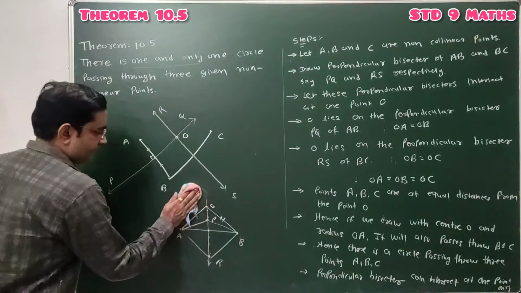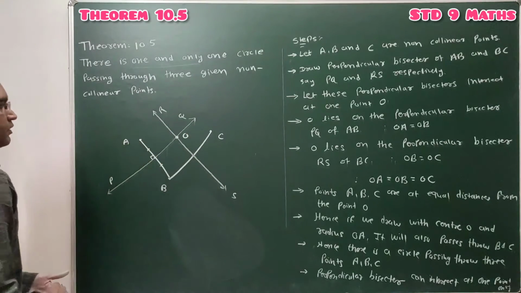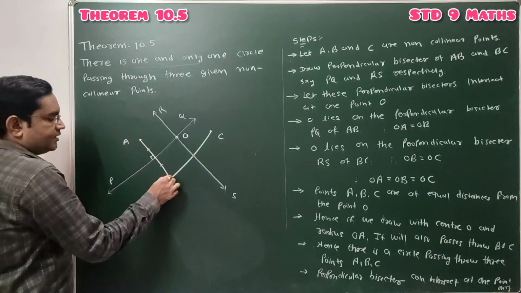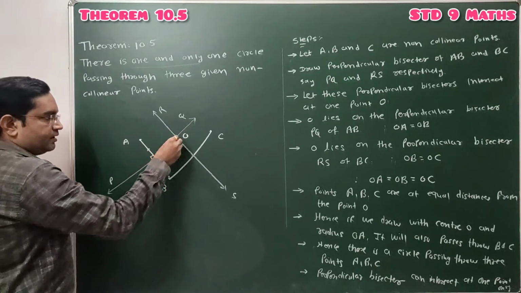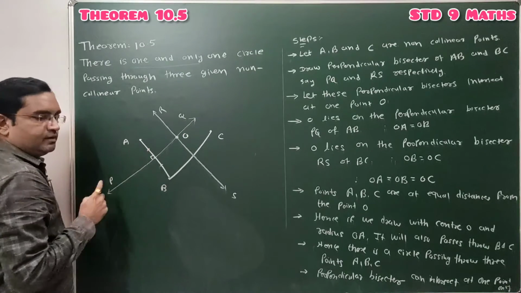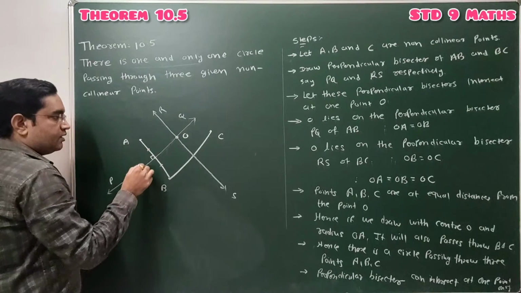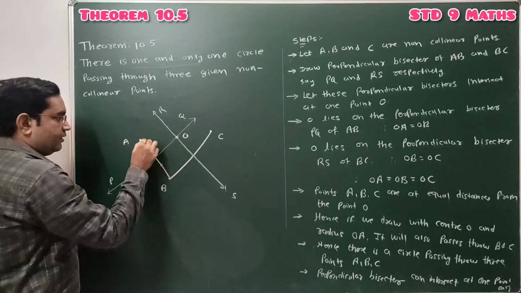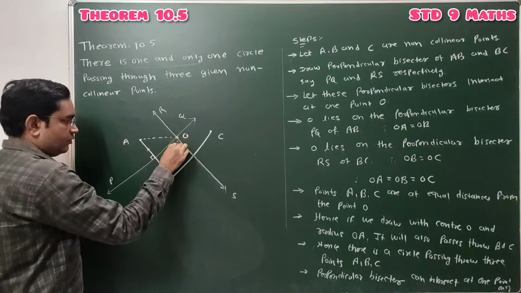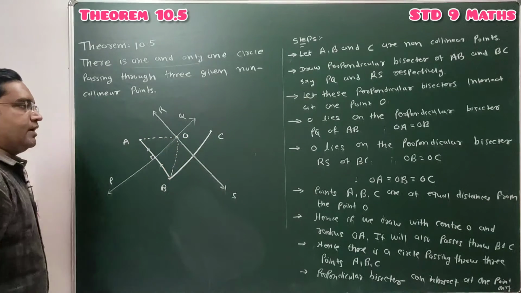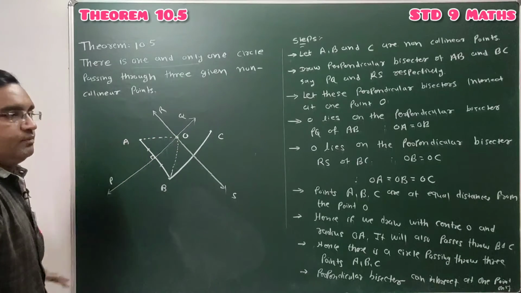So now we will use this concept over here. How? Here AB is the line segment, PQ is the perpendicular bisector of this line segment AB, and this point O lies on the perpendicular bisector, and that's why we can say that this point O lies at equidistance from point A and point B. So these two distances are equal, OA and OB, because point O is on the perpendicular bisector PQ of line segment AB.